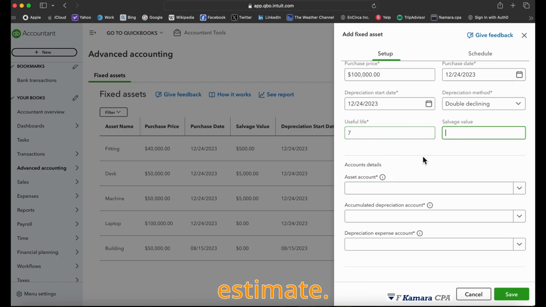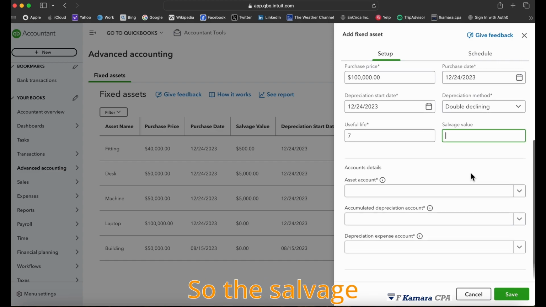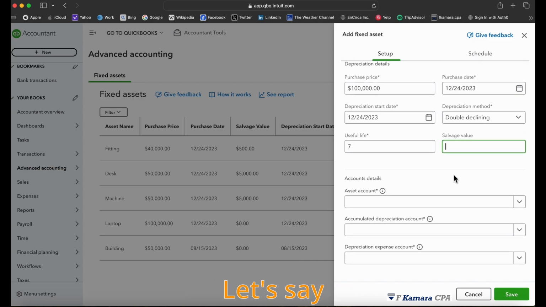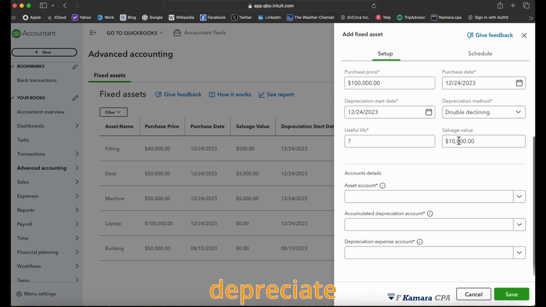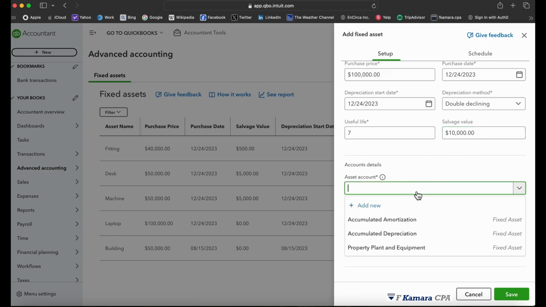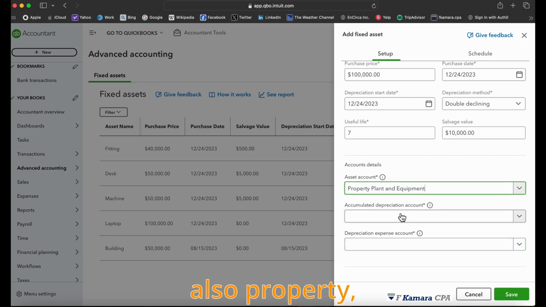Remember, this is just an estimate. I'm not checking against any policy. These are numbers that I just came up with, so don't take them for granted as a benchmark. Okay, so the salvage value, we can add the salvage value if we know it. Let's say 10,000. The reason we are adding the salvage value is that we don't want to depreciate the asset below the salvage value. But when it comes to calculating the depreciation itself, we don't take the salvage value into consideration for the double declining method.